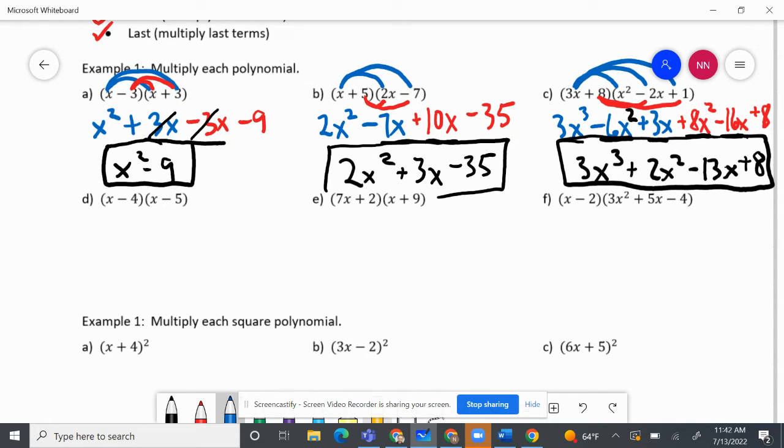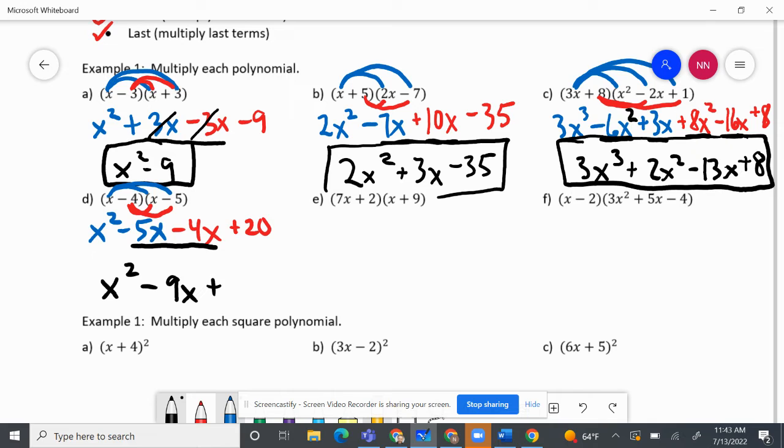So for letter D, x times x gives us x squared. X times negative 5 gives us negative 5x. Negative 4 times x gives us negative 4x. And negative 4 times negative 5 is a positive 20. We're going to add the like terms. We see that these two middle ones are like terms. So we have x squared minus 9x plus 20.